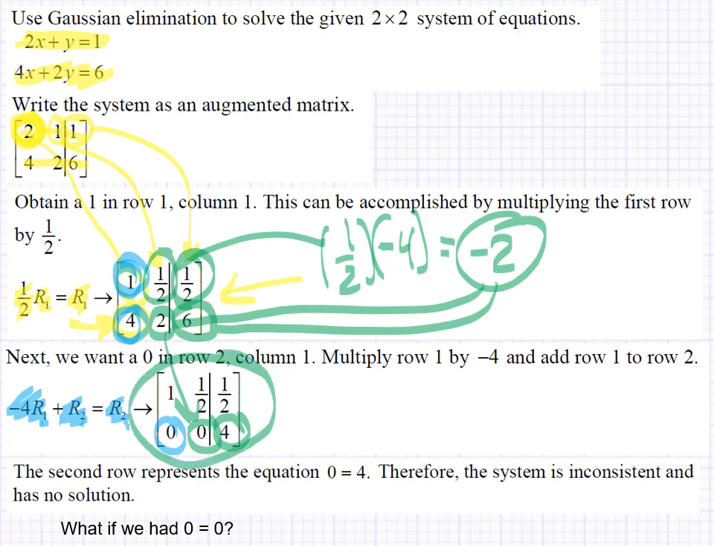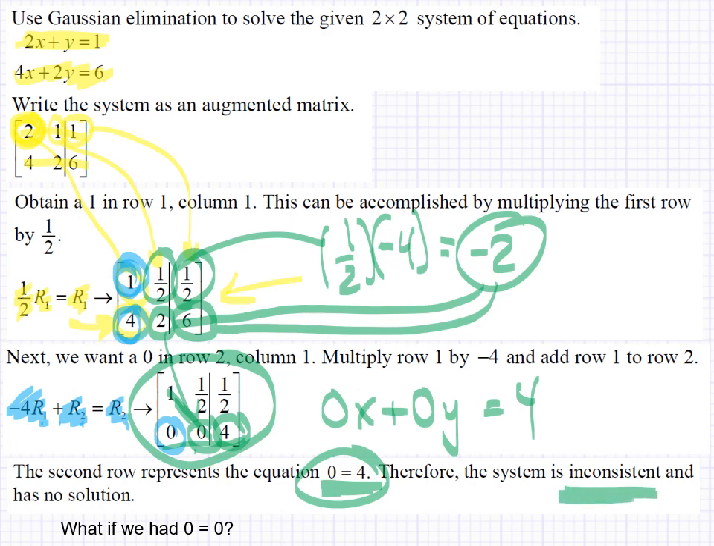However, if you look at the second row, I don't have 1s on my diagonals because everything is a 0 now. What I basically get is 0x plus 0y equals 4, or simply 0 equals 4, which clearly is not true. Here's the first example we have seen of an inconsistent system. Basically, there's no solution to this system.